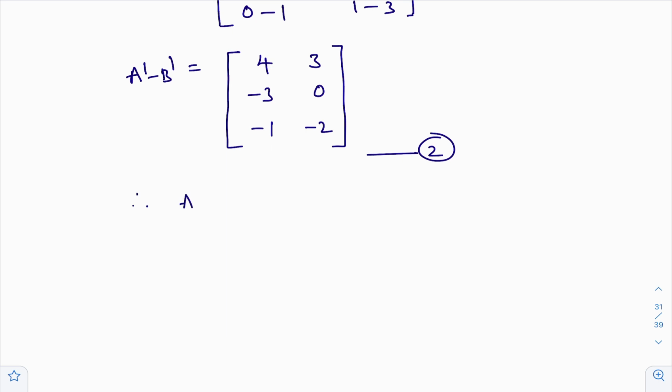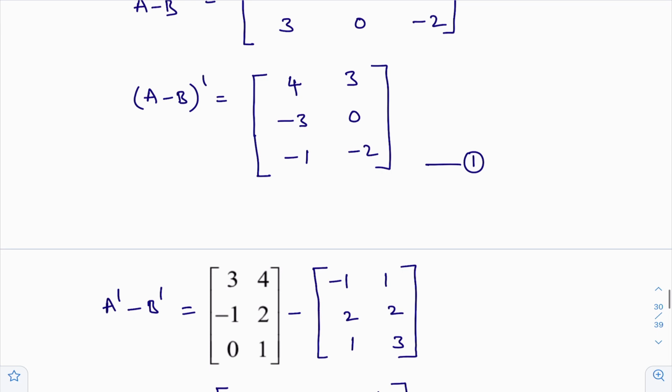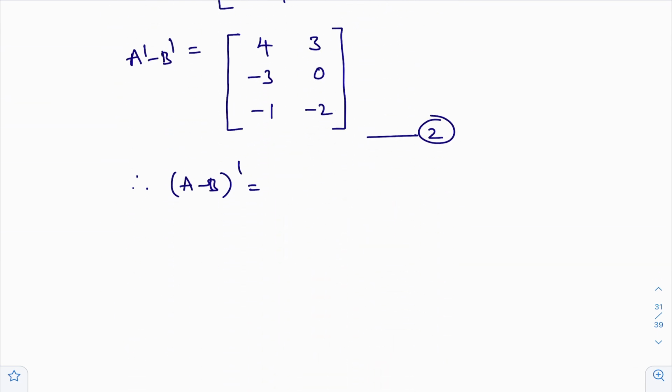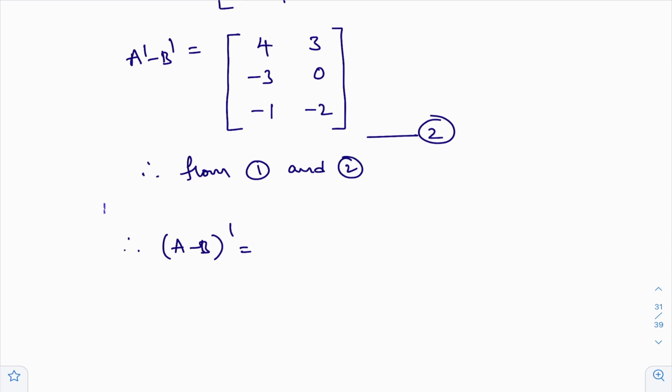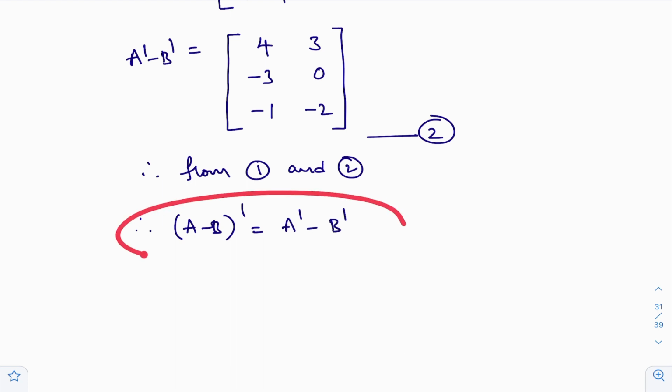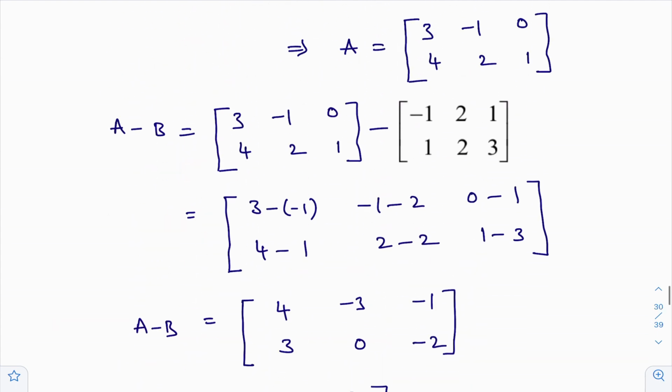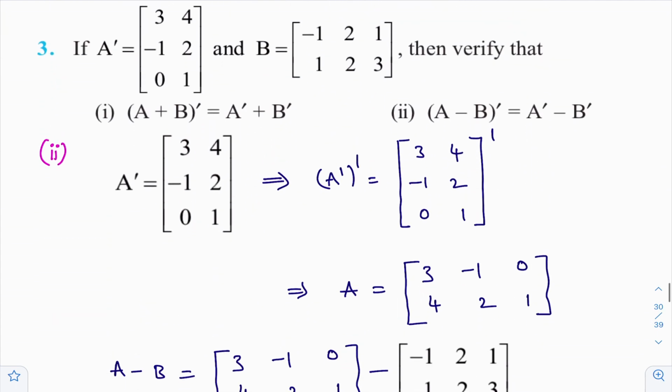I can say that A minus B whole dash, left hand side part. I'll write here from 1 and 2. Therefore, from 1 and 2, what can I say? I can say that A minus B whole dash equal to A dash minus B dash. Hence, we verified this second bit.